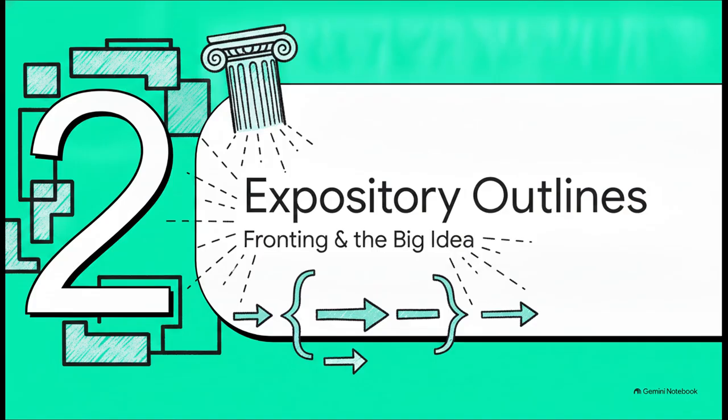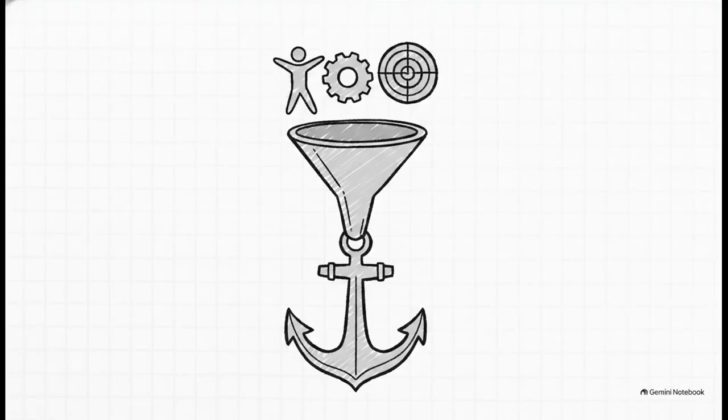Section 2. Structuring expository outlines, text fronting, and the big idea. Okay, to generate our main proposition, we have to find our big idea. And there's actually a very clear formula for this. You take the central participant, add the primary process action, and combine it with the aspectual or theological focal point. It's like a giant puzzle coming together.